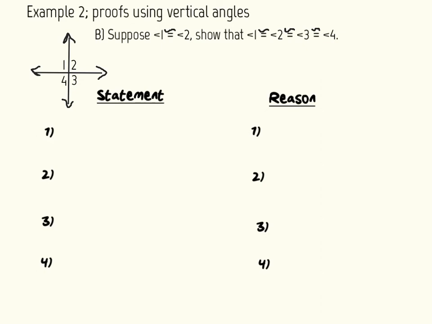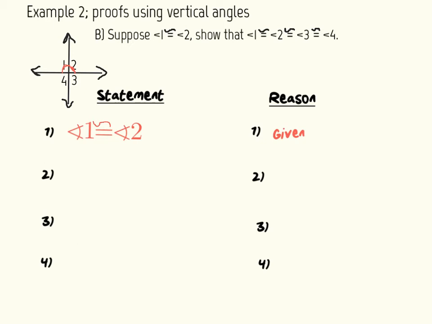In this next proof, what we want to do is suppose that angle 1 is congruent to angle 2, and we're going to show that 1 is congruent to 2, which is congruent to 3, which is congruent to 4. So we want to show that they're all congruent to each other. Okay, so for this first one, we have what we're given. We are given that angle 1 is congruent to angle 2. So angle 1 is congruent to angle 2 by our given.